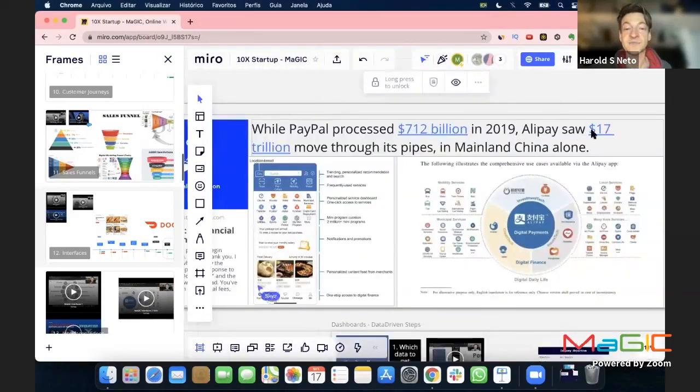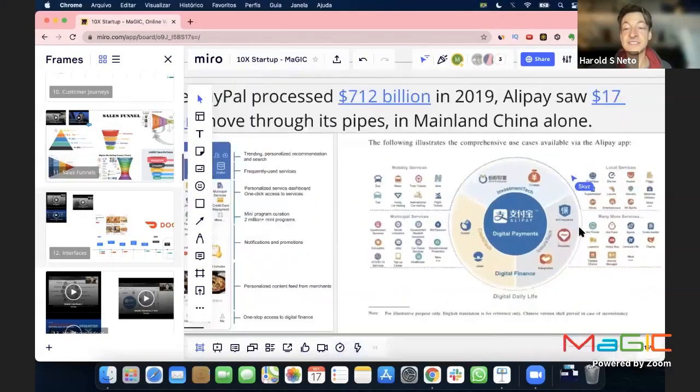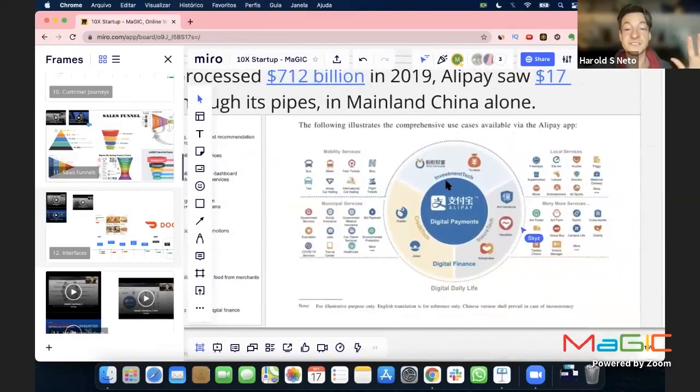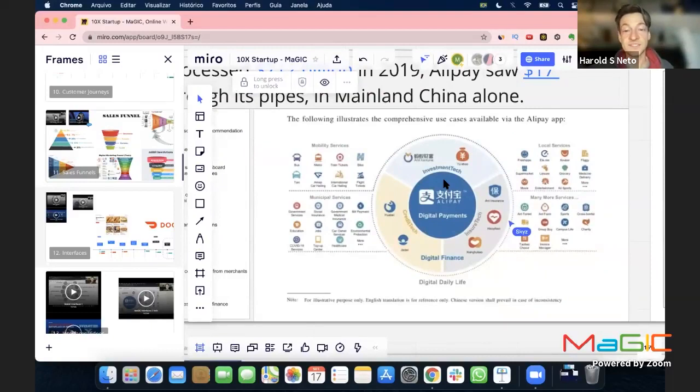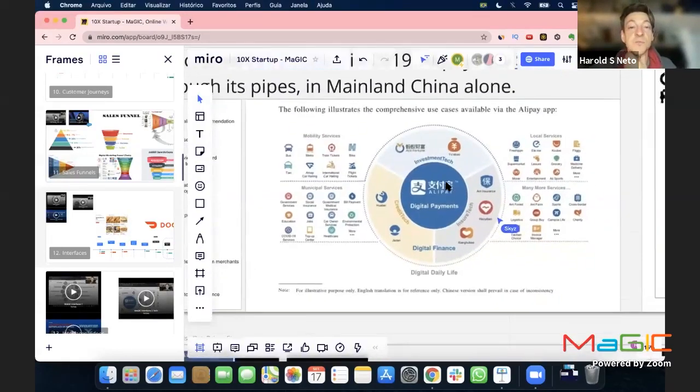And when we think about interfaces, one of the best examples that I know is from Alipay. Alipay just moved $17 trillion in mainland China alone, and PayPal processed $712 billion. It's a massive difference. And as you can see here, almost every service that a Chinese person needs is inside Alipay. So you have a digital interface with exponential technologies empowering the Chinese people's lives. That's why I think this solution is so powerful.